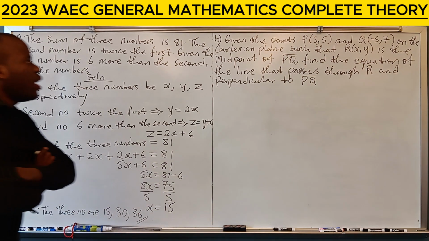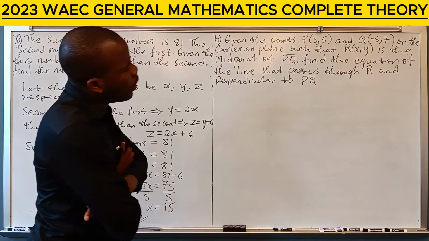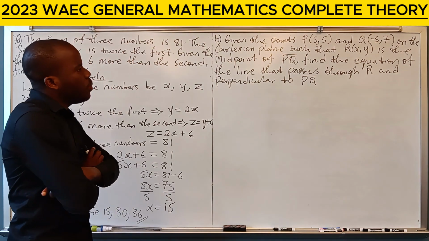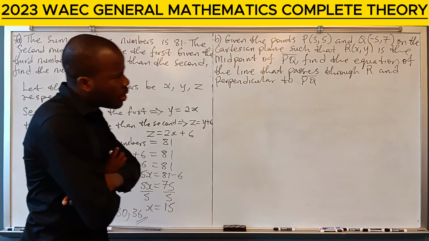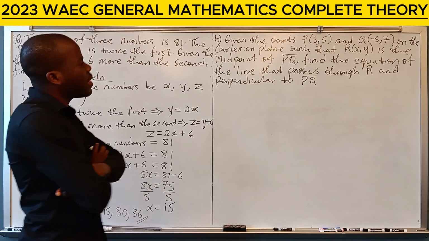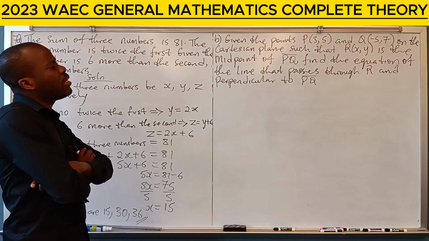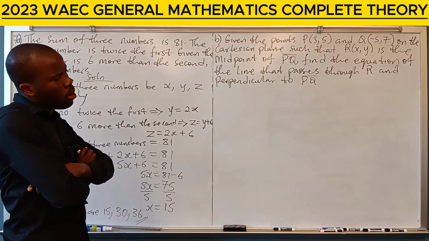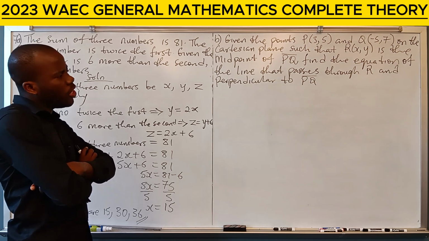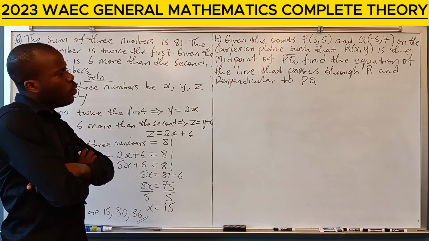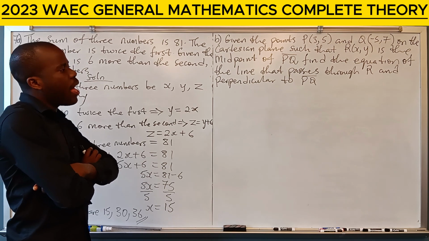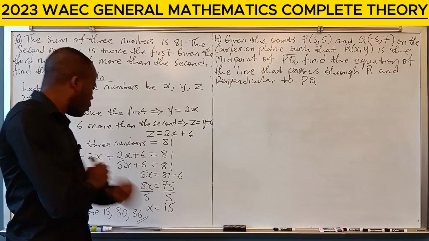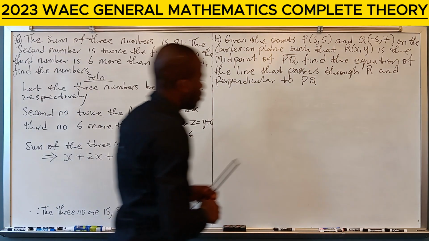B says, given the points 3, 5 as P, the coordinate for P, and Q as minus 3, 7 on the Cartesian plane, such that R(x, y) is the midpoint of PQ. Find the equation of the line that passes through R and perpendicular to PQ. Let's sketch.